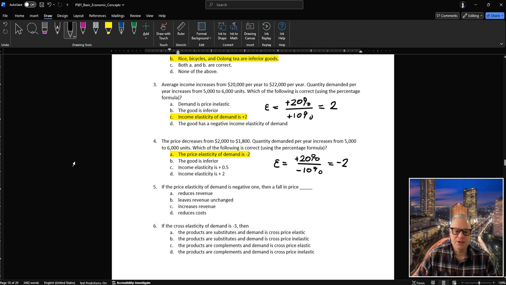So if the price elasticity of demand is negative 1, then a fall in price reduces revenue, leaves revenues unchanged, increases revenue, or increases revenue or reduces cost. Well, the answer is it leaves revenues unchanged.